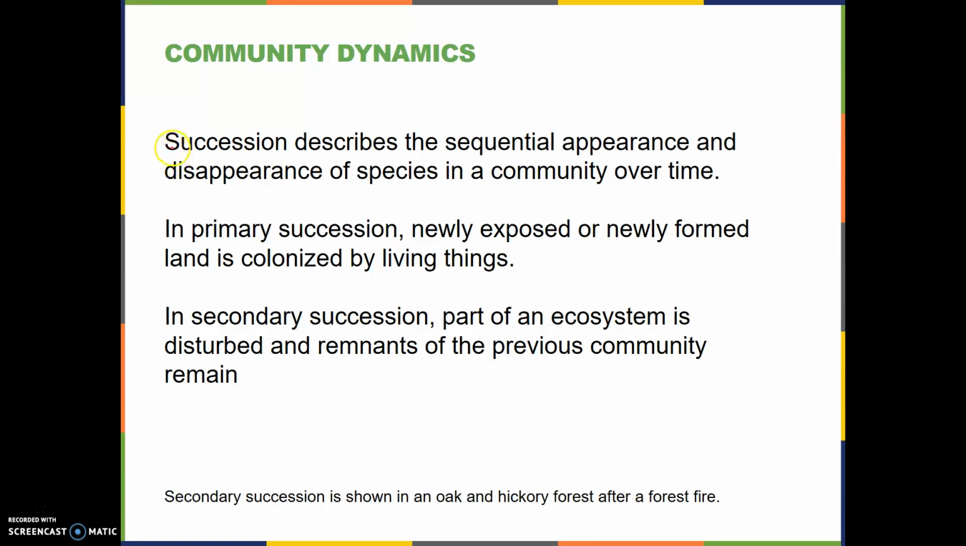Succession describes the sequential appearance and disappearance of species in a community over time. In primary succession, newly exposed or newly formed land is colonized by living things. So again, for example, after a volcanic eruption. In secondary succession, which would be like after a flood or after a fire, part of the ecosystem is disturbed and remnants of the previous community remain.